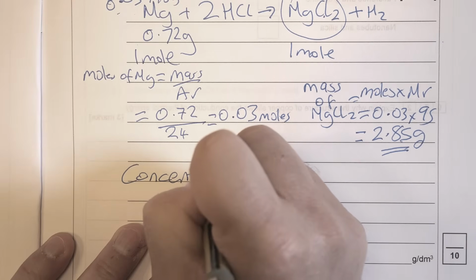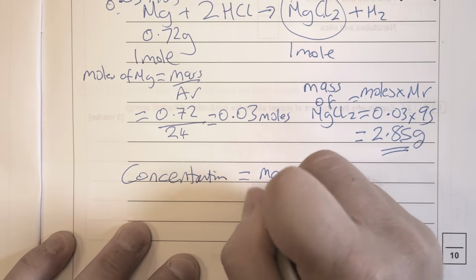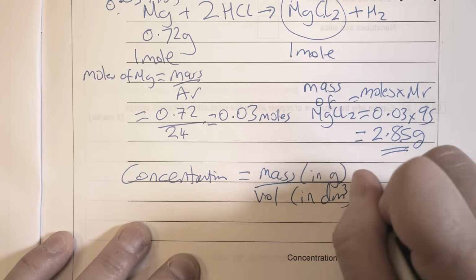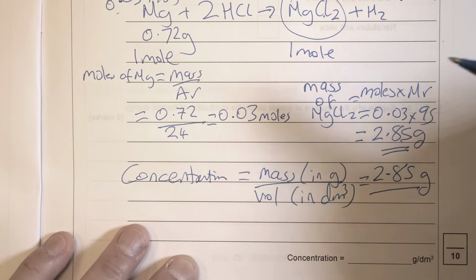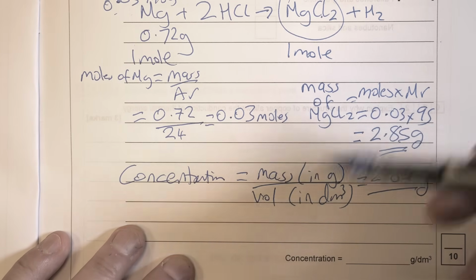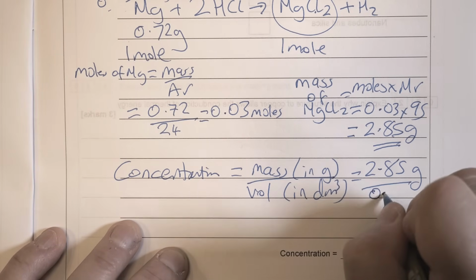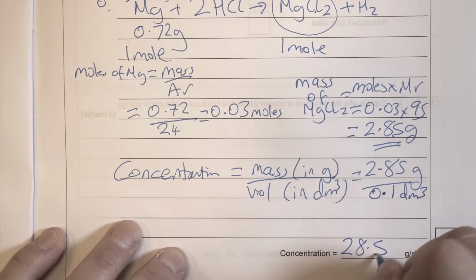Concentration equals mass in grams divided by the volume in dm cubed. So the mass in grams is 2.85 grams divided by the volume in dm cubed. But we've got 100 cm cubed of liquid with the acid that's reacted with it. So 100 centimeters cubed, we have to divide it by 1,000 to get it in dm cubed. So that becomes 0.1 dm cubed. And when we do that, we get 28.5, and that's going to be grams per dm cubed, which it is.